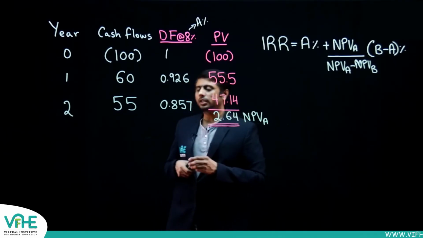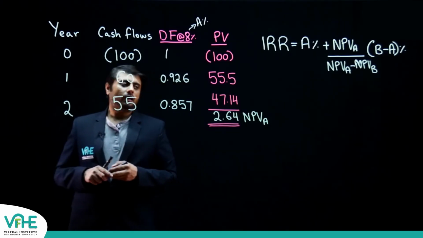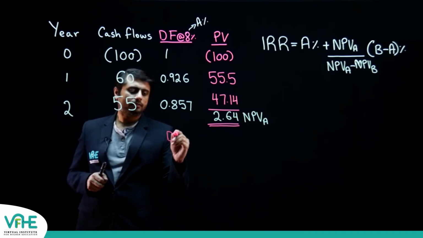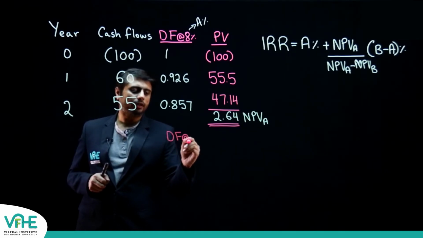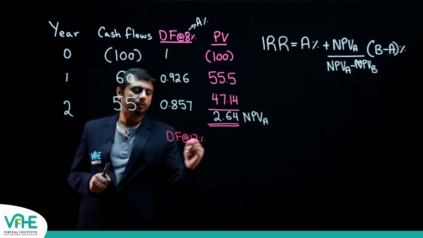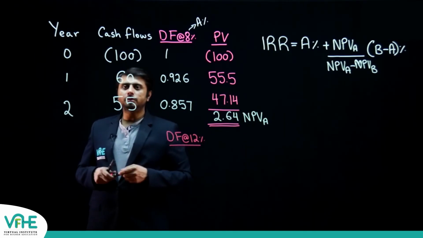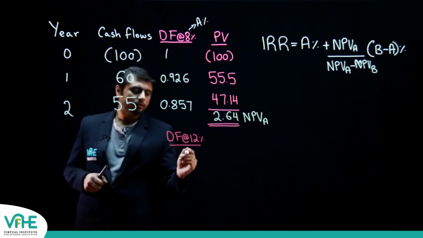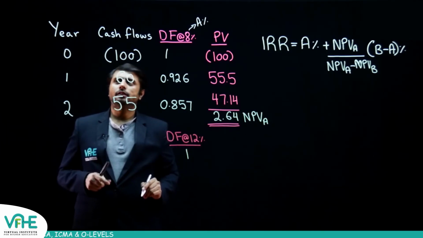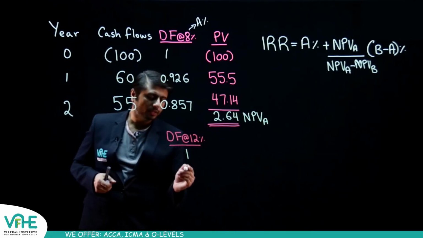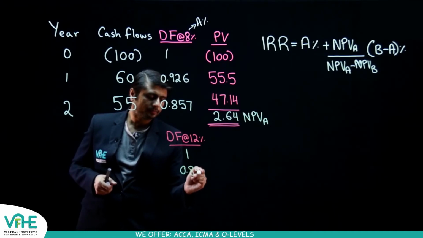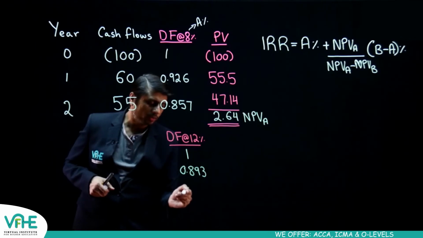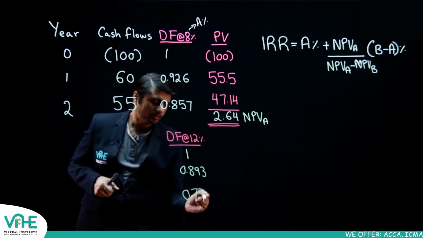So let's use a new rate. Let us use a rate which is maybe 12%. Let us calculate discount factors at a rate of 12%. Our new discount factors for years 0, 1 and 2 will be 1. The first year's end discount factor will be 0.893 and the second year's end discount factor will be 0.797.